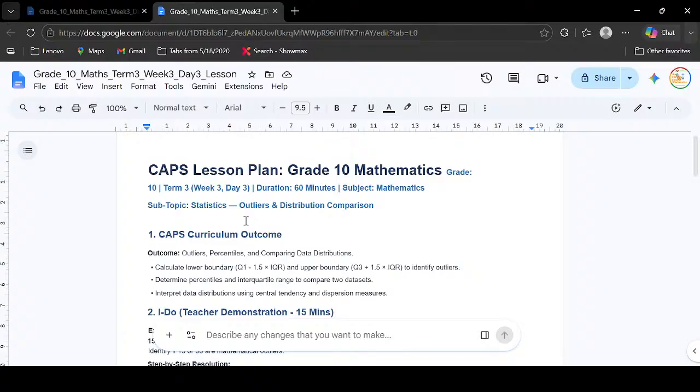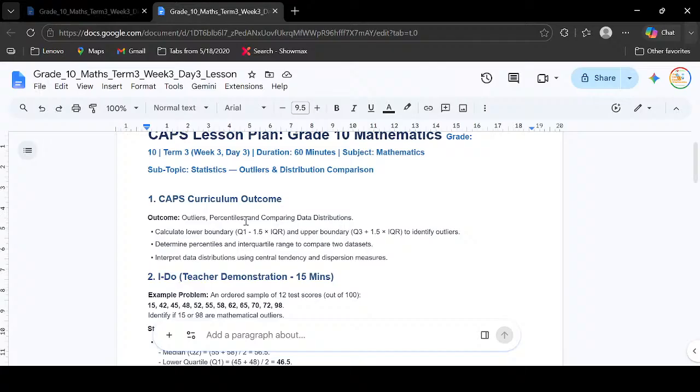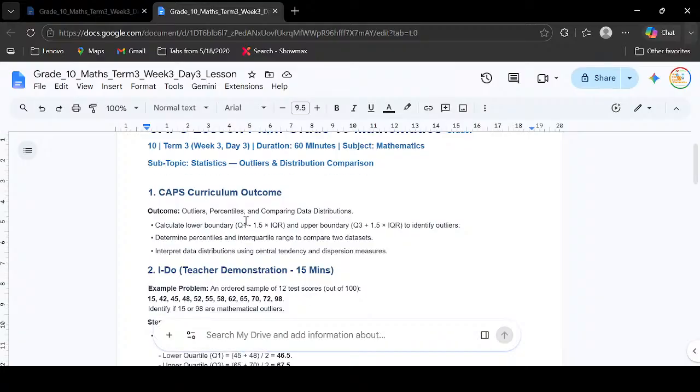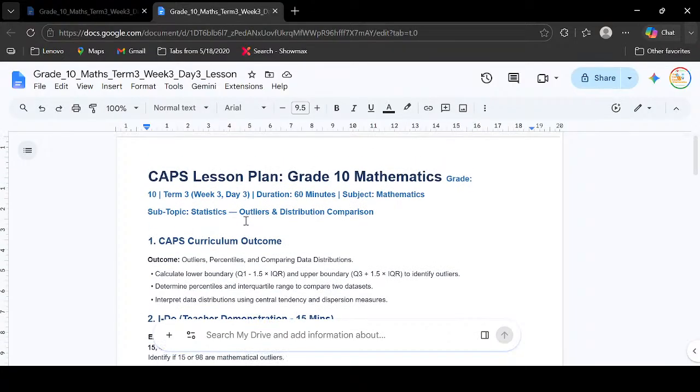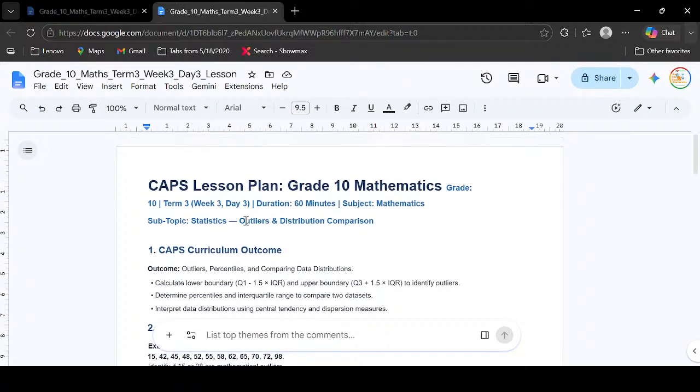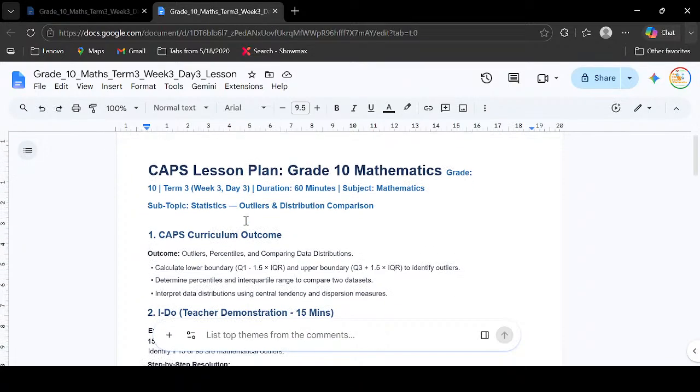Okay, it's the curriculum again. The curriculum says the outcome is that you should know outliers, percentiles, and comparing data distributions. So then we calculate the lower boundary, which was Q1 minus 1.5 multiplied by IQR, and the upper boundary, which was Q3 plus 1.5 multiplied by IQR, to identify the outliers. And then we should determine the percentiles and interquartile range to compare two data sets. Okay, so this is what we are supposed to be doing today.